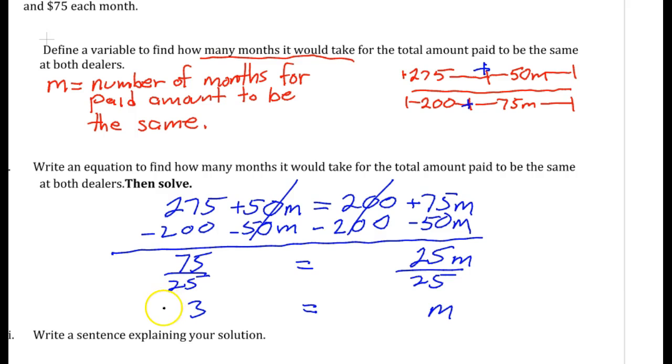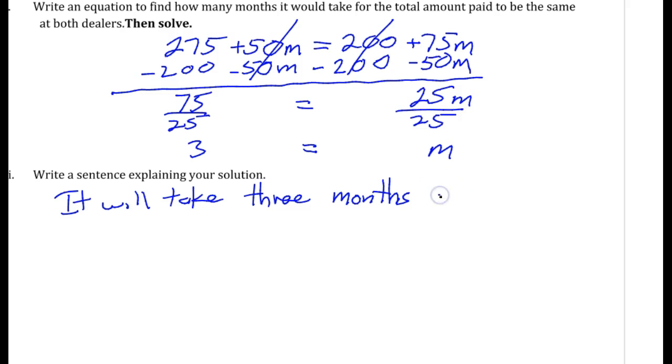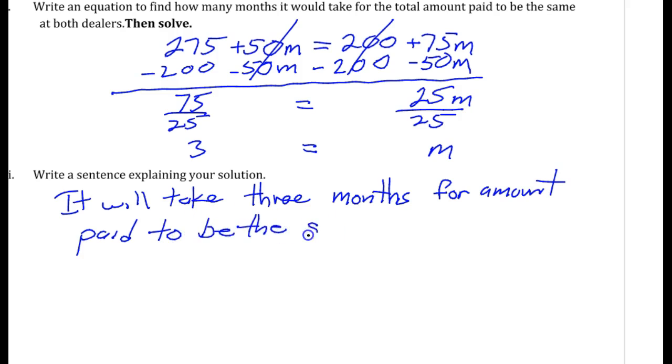So if you're making more than 3 payments, you probably want to go with the first one, right? If you're making less than 3 payments, you can go with the second one because it's less money down. So it takes 3 months for the amount paid to be the same.